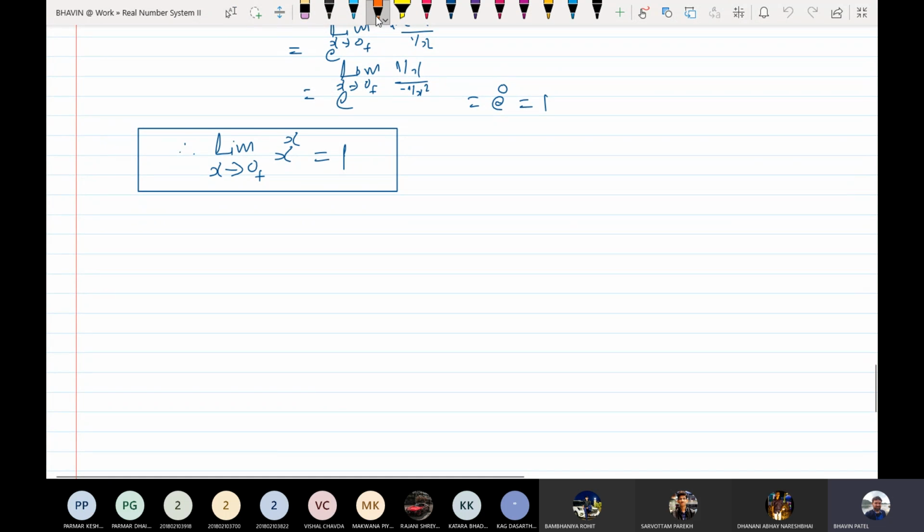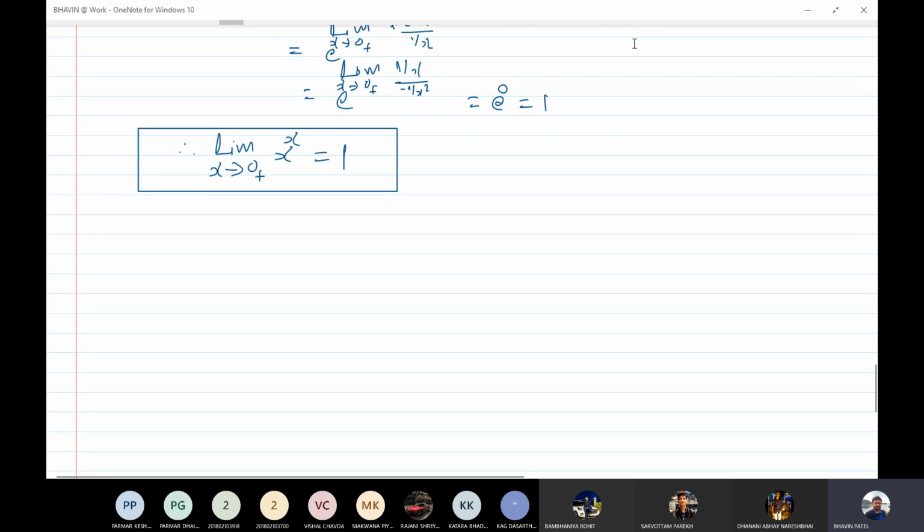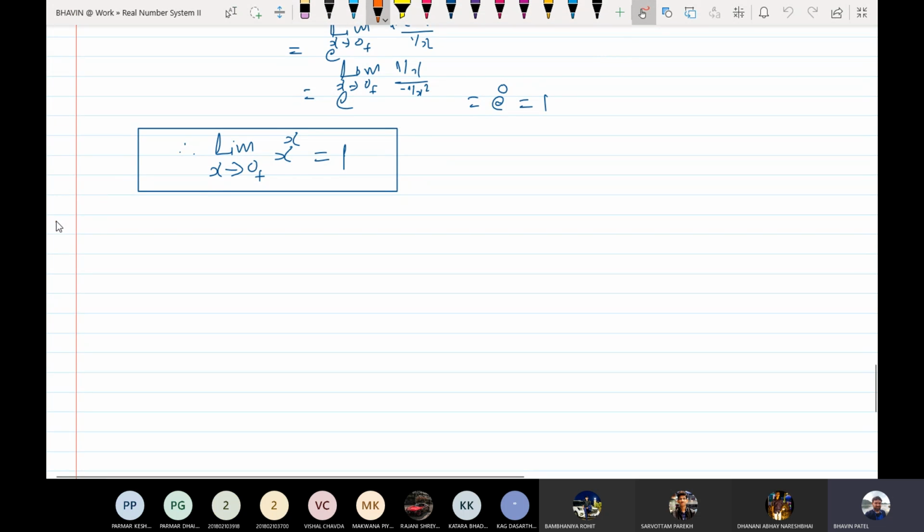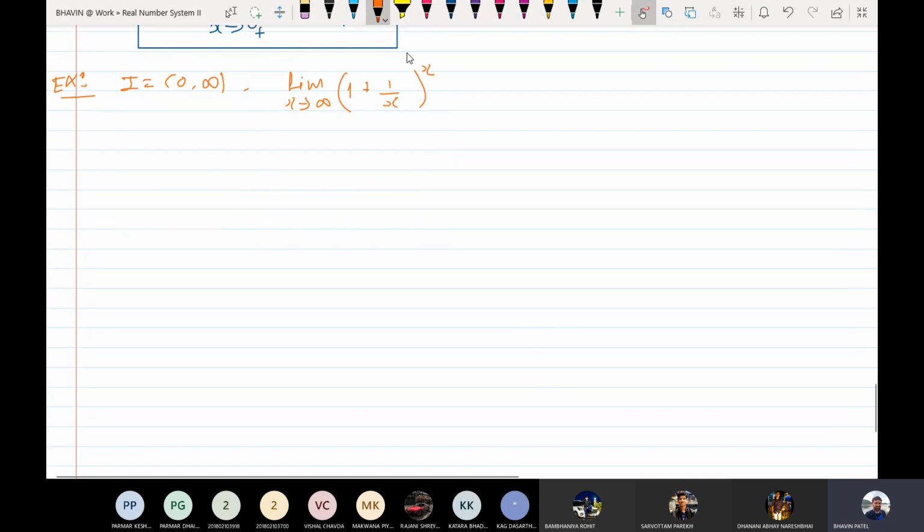See, the next example is this. Limit x tends to infinity (1 plus 1 by x) raised to x. Okay. So let me find out this limit. See, this is again f(x) raised to g(x).